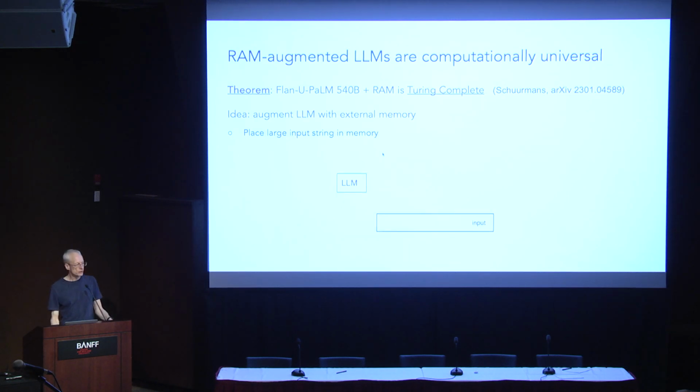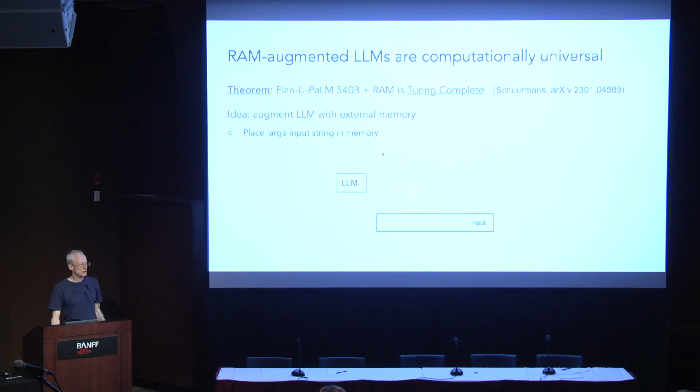And the construction's pretty straightforward, so I'll just walk you through it. The idea is, we have a large language model, and I'm going to take some arbitrarily large input and put the input in some external memory. And then I want to simulate the execution of, say, a Turing machine or some program, the execution of some computational mechanism on this input.